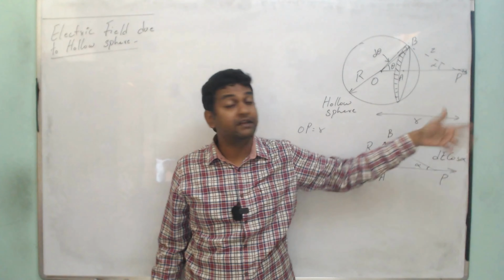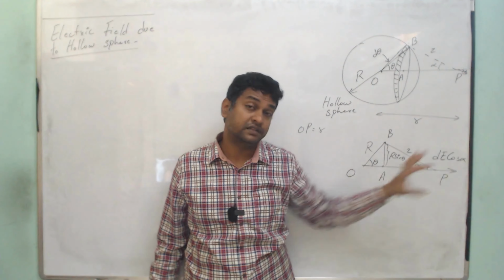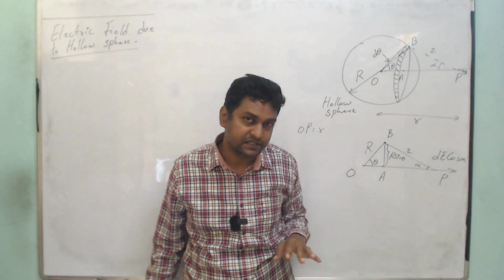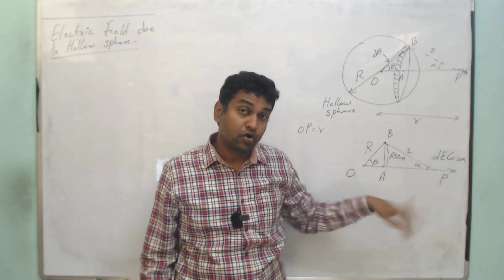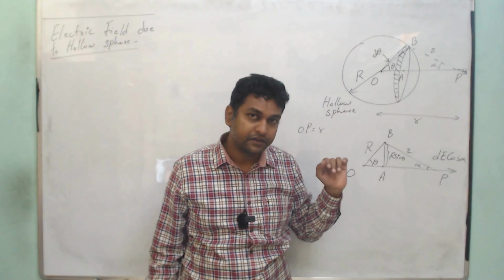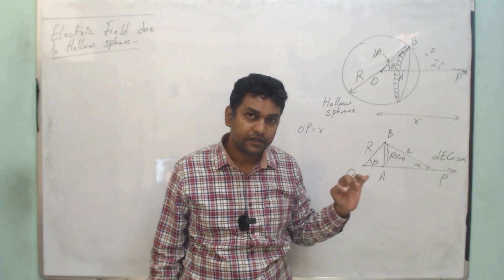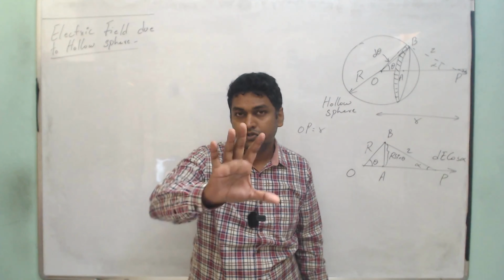And it will cancel. The sine alpha component will cancel. The cos alpha component will add, right? It should become 2 dE cos alpha.